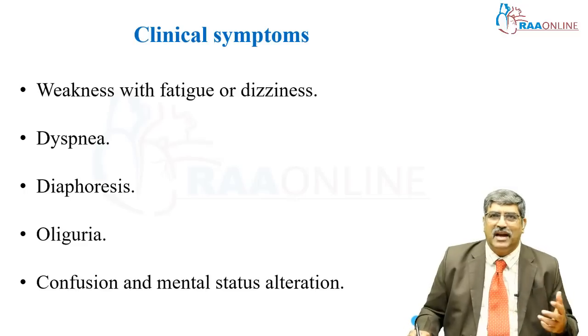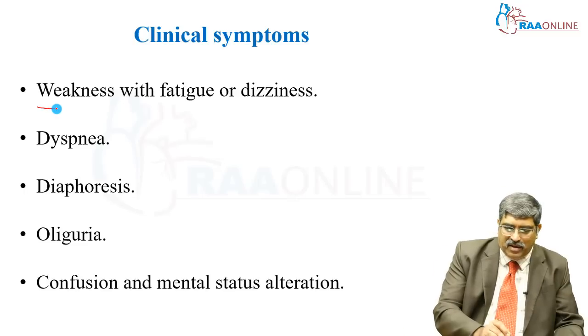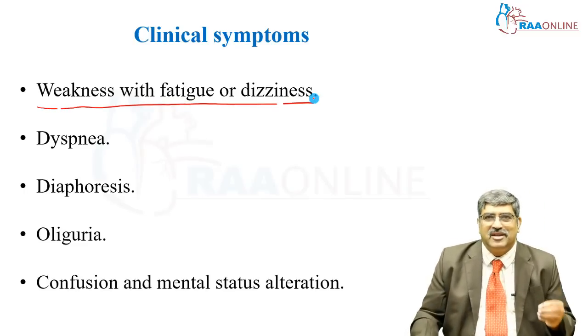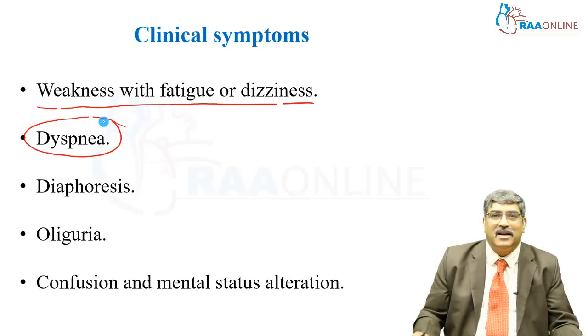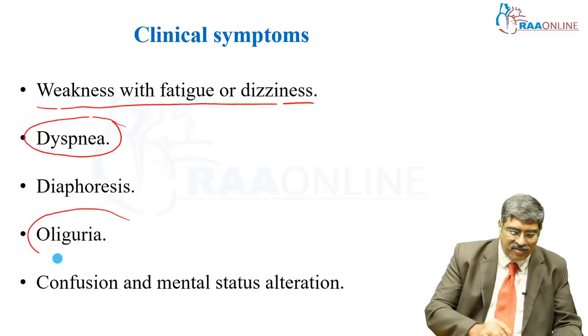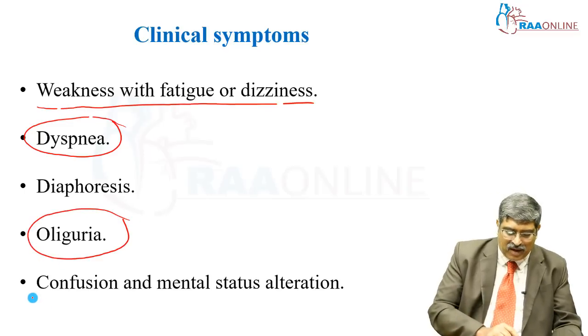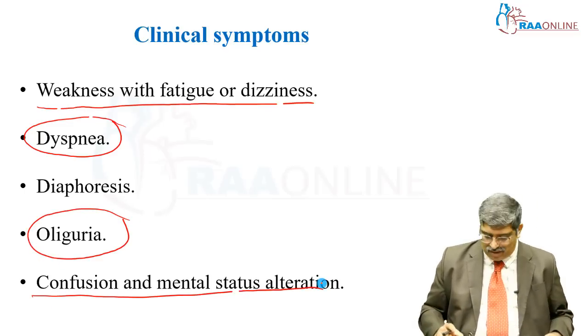Now coming to history and clinical symptoms. The symptoms might be weakness with fatigue and dizziness due to reduced cardiac output. There can be dyspnea, diaphoresis. The patient might have decreased urine output, and confusion and mental state alteration.